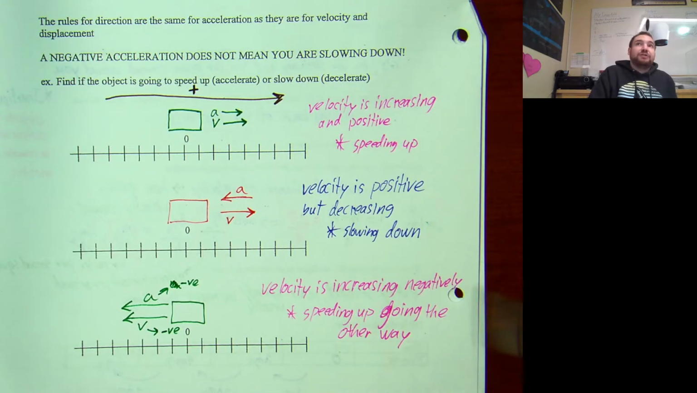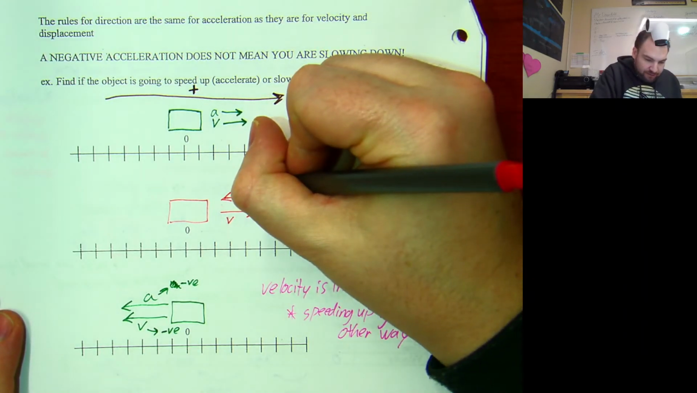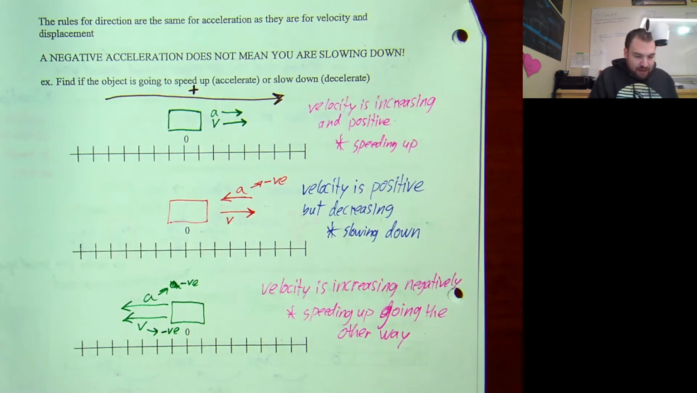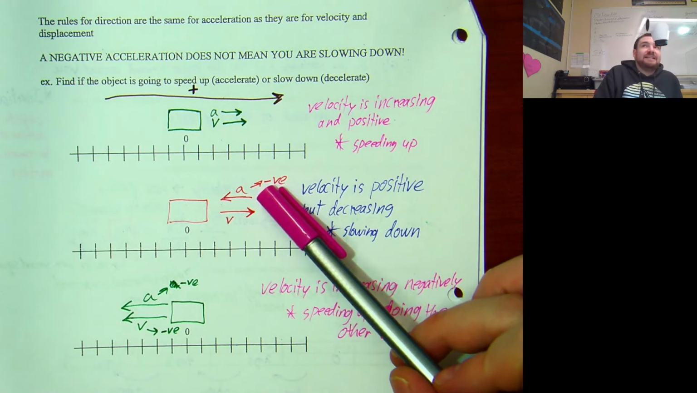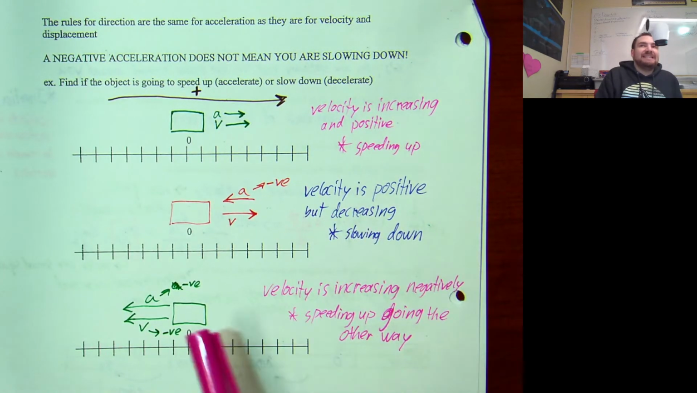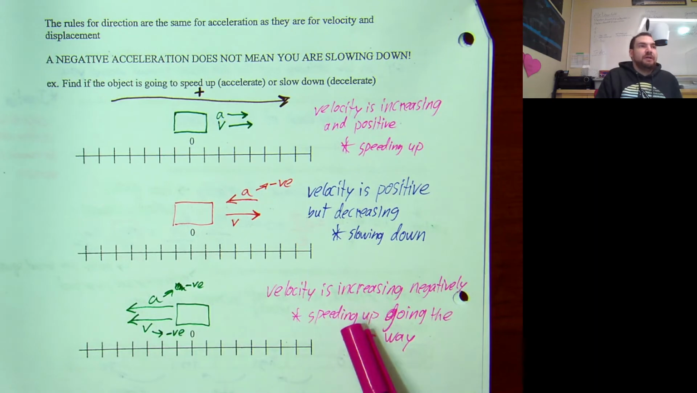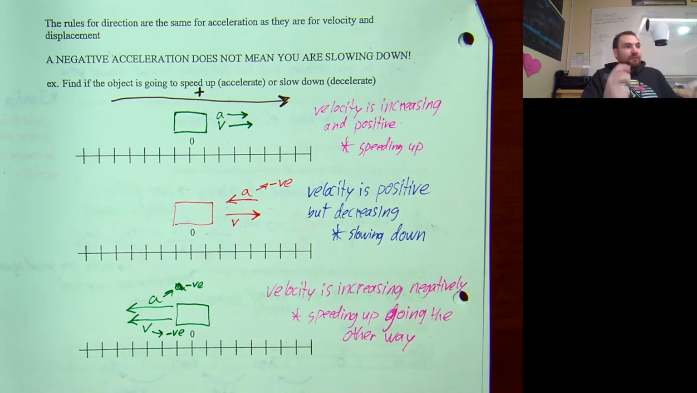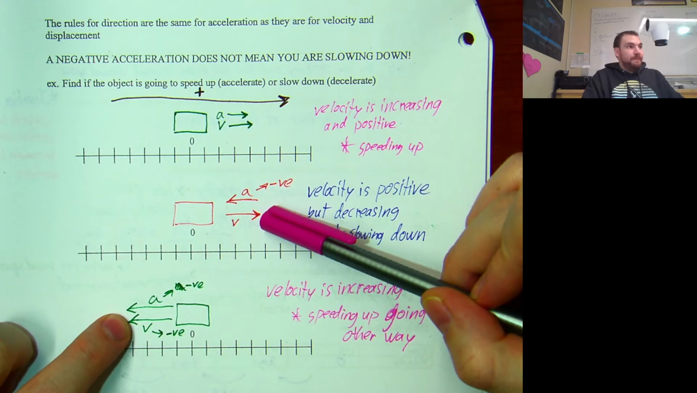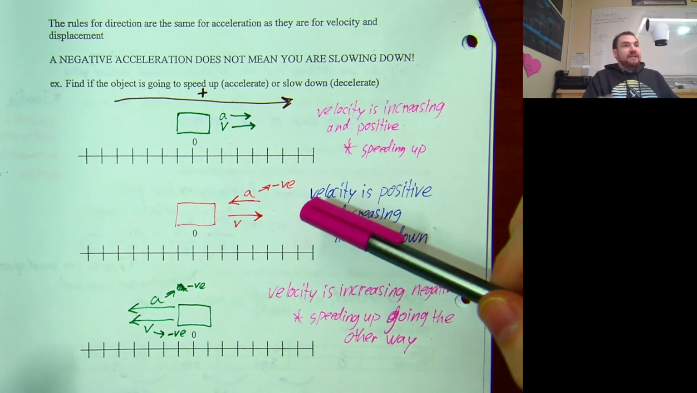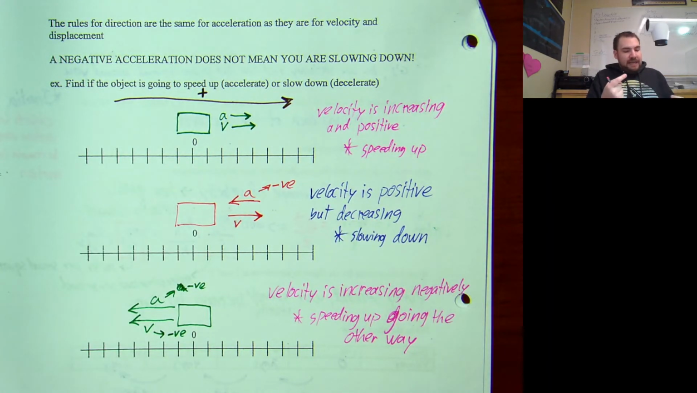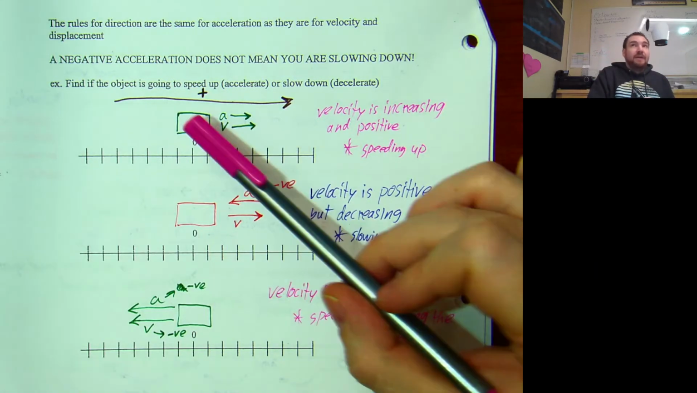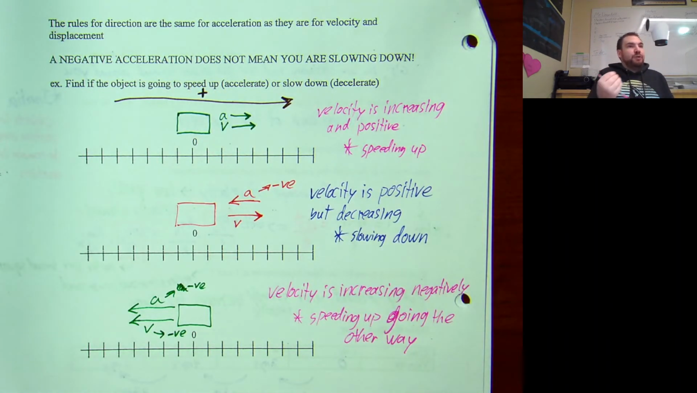So in this one here too, I had an acceleration that was negative. In the previous case, the negative acceleration meant slowing down. In this case, the negative acceleration means I'm speeding up because of how it relates to the existing velocity. If acceleration and velocity are opposing each other, you're always slowing down. If acceleration and velocity are pointing in the same direction, you're always speeding up. The positive and negative just tells you which way.